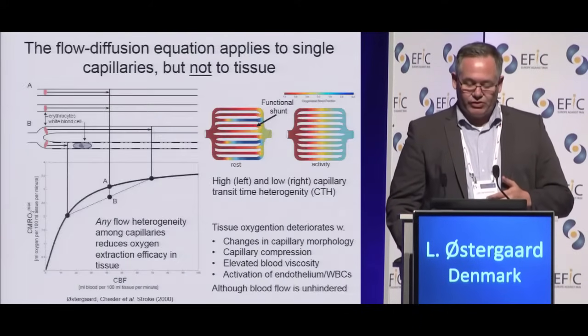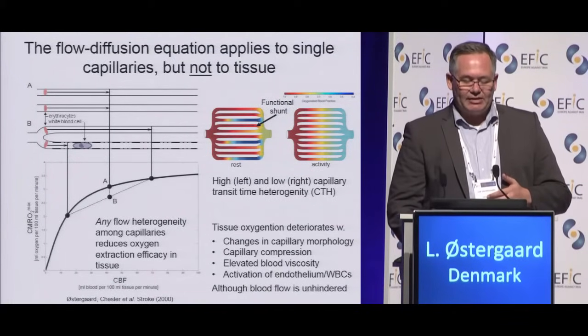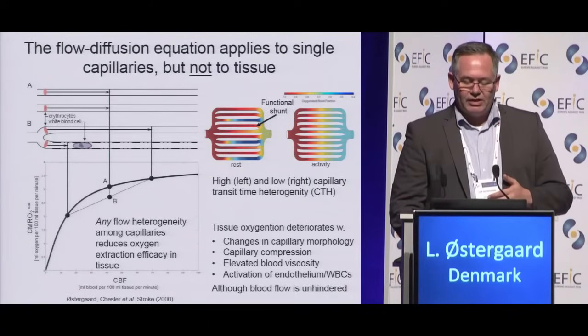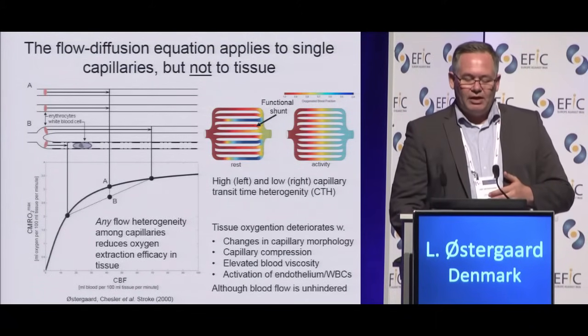I'll try to explain to you why this curve is actually wrong. As I said, they made this assumption that all capillaries in tissue have identical velocities. In fact, in normal tissue, and this is based on recordings of velocities in this case in the brain, but they would look the same in the peripheral nerve.